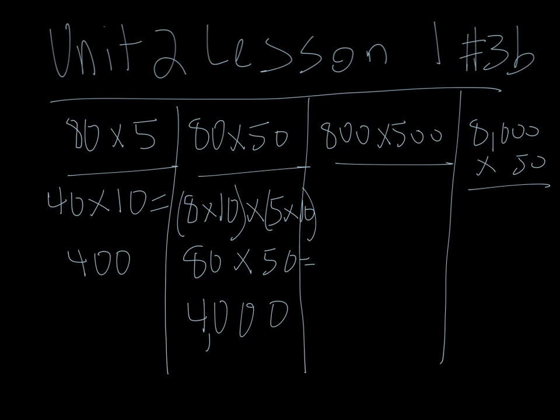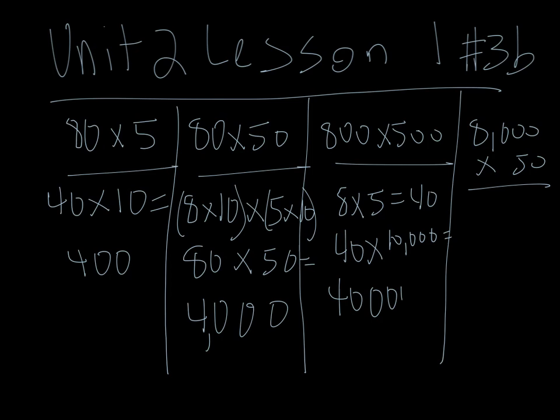8 times 5 equals 40. And then you have 4 zeros. So you're really doing 40 times 10,000. And that would be 40 and 4 zeros: 1, 2, 3, 4. Your answer is 400,000.